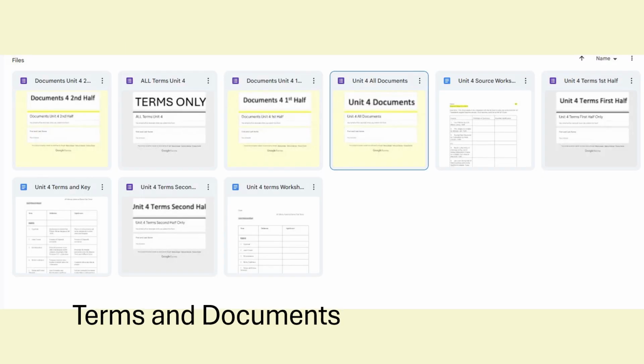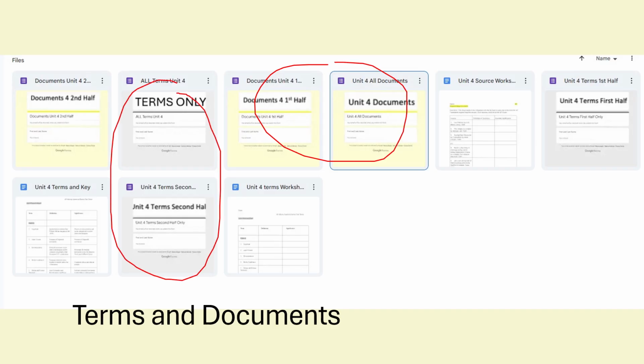The next series of slides include screenshots, primarily from Unit 4, but all units work the same, using the same structure for Google Form assessments as well as paper assessments. Separate from the daily lesson Google Forms, you also get a document Google Form and then a series of term Google Forms for Units 1, 2, 3, and 4.